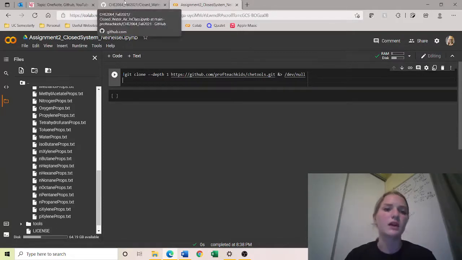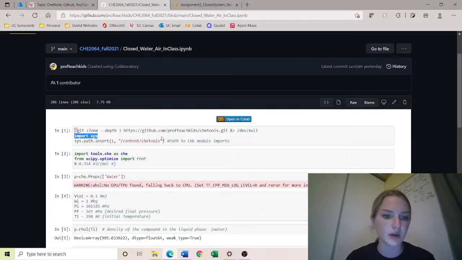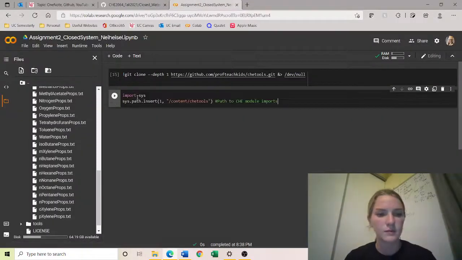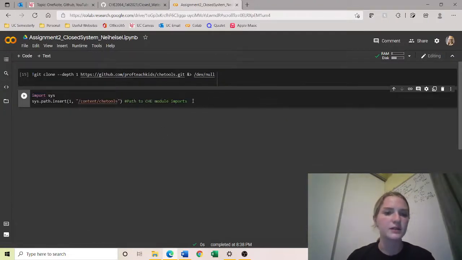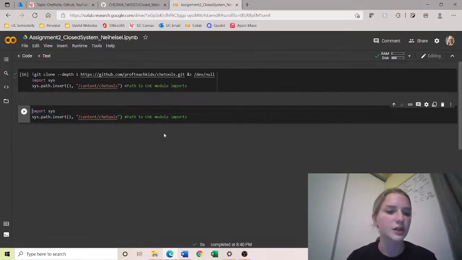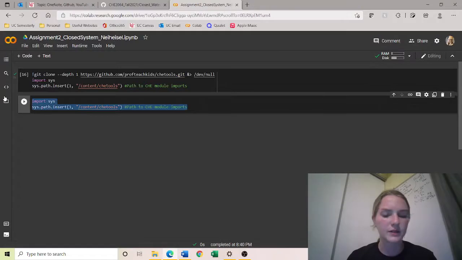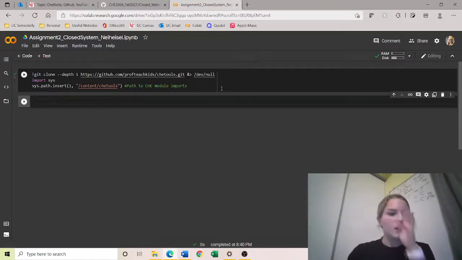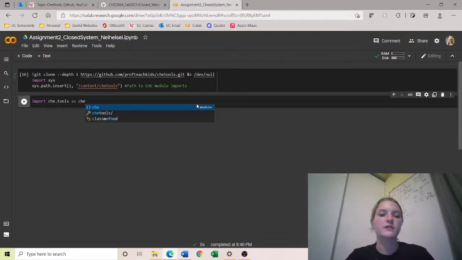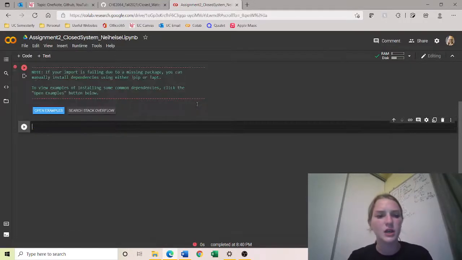So we are going to go back to our GitHub site, and we are also going to copy and paste the import sys. This is just a pathway to the CHE model import. Actually, I want to put this up here. We're going to hit Shift Enter. Now we have access to all of those. Now we are also going to import che.tools as CHE. So now all we have to do is type in CHE instead of typing out tools.che.